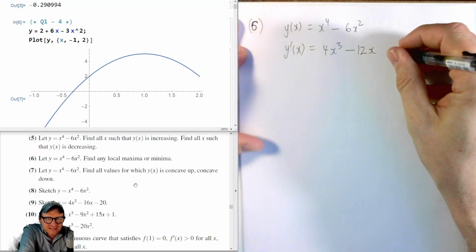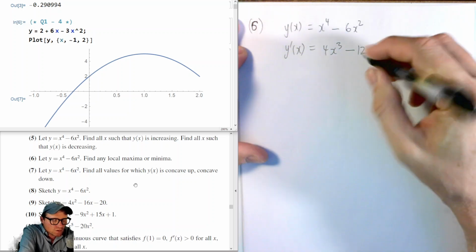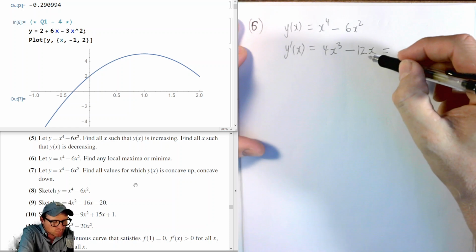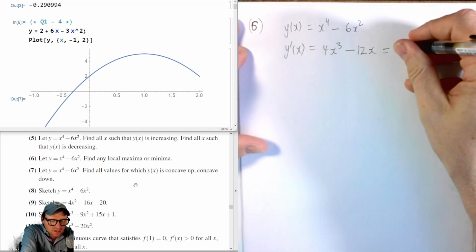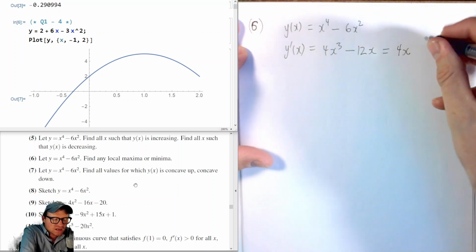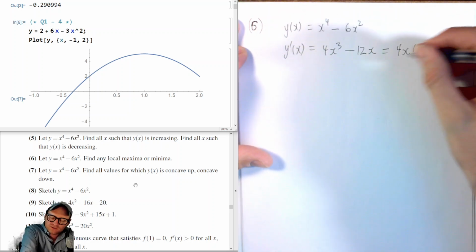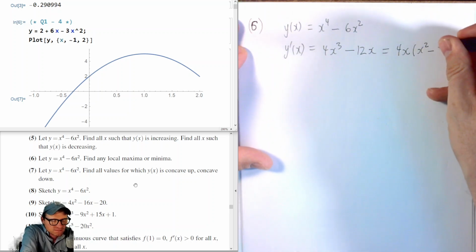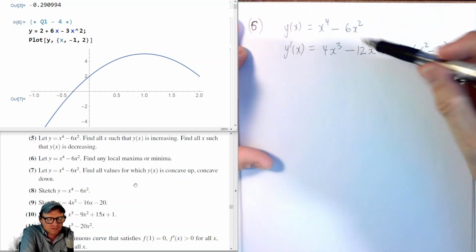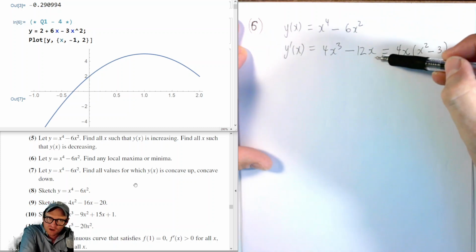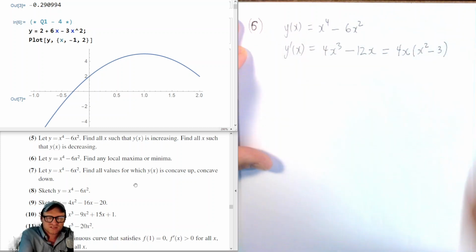Okay, and so this is equal to, you see we have a common 4 because the greatest common divisor of 12 and 4 is 4. So I can pull a 4 out. I can also pull an x out of this. And then what would remain if I just pulled a 4 and an x out is x squared minus 3. All right, and how do I know it's this? Well, 4x cubed divided by 4x is x squared, and minus 12x divided by 4x is minus 3.